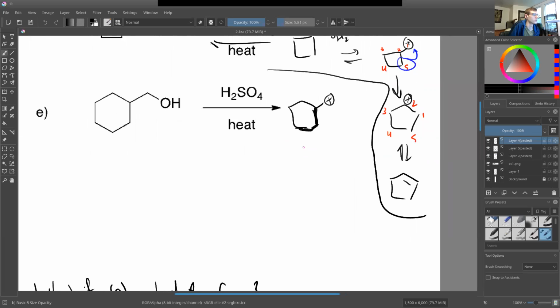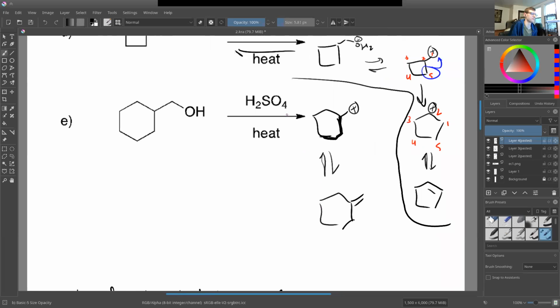Why don't we? Is it happy with 6? Yeah. In general, it's really hard to make 7 and 8 membered rings. Yeah, it's hard to do that. So we just make this product. That's it.